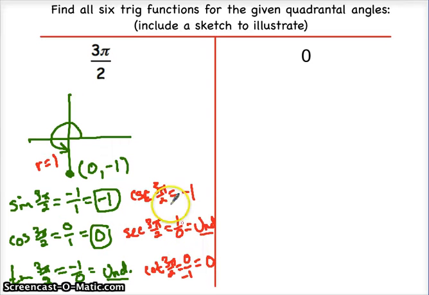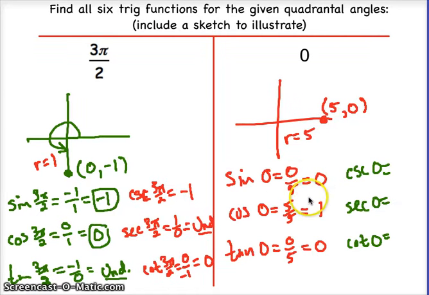And you'll tend to get sort of partnerships. We got 2 zeros in that set of 6, we got a couple of -1s, and we get a couple of undefineds. You kind of get 2 of each for each of these quadrantal angles. Go ahead and try that at 0 radians, or if you think about it, really 0 degrees, same idea, putting a point on the x-axis and working those out.